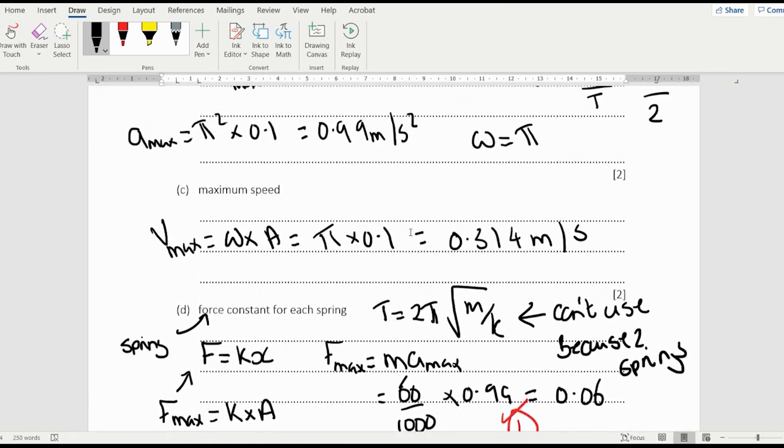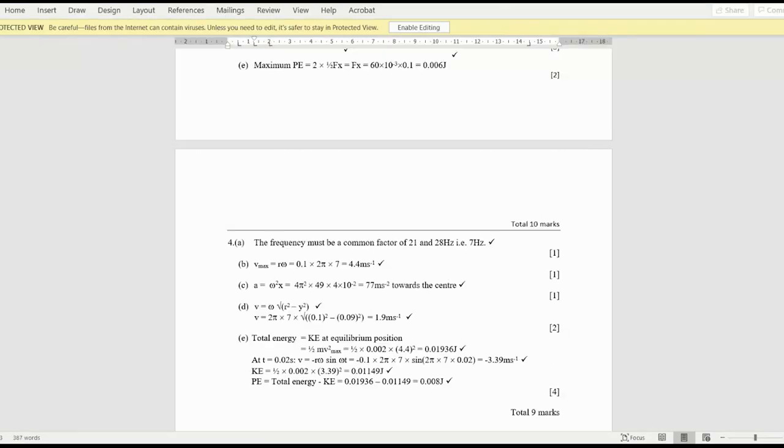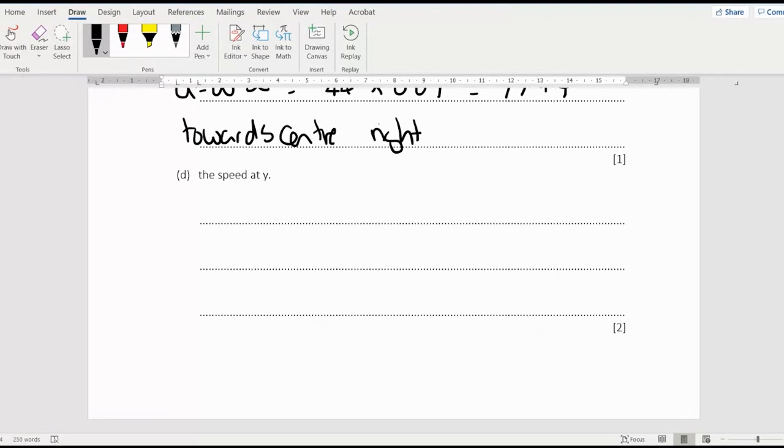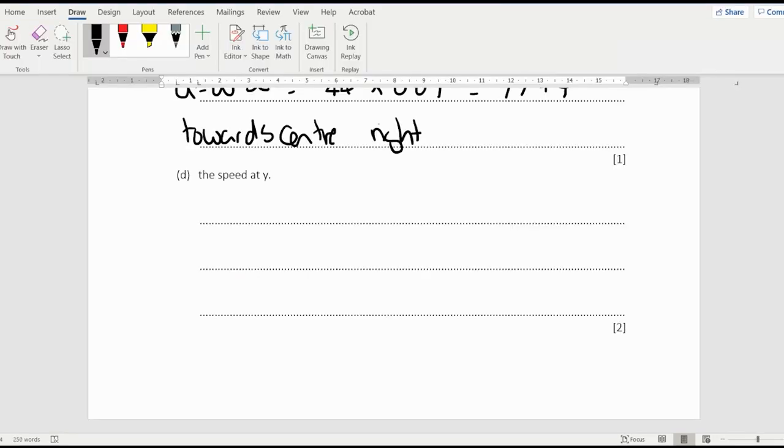And now it wants the speed at y. So it wants the speed at position y. This is actually using a slightly different formula, which is on your data sheet. So on your data sheet, you are given the formula. Let me just grab it off the internet, that's fine. So the AQA physics data booklet has a very specific formula that you can use. The formula that I'm after is in SHM, and it's v equals plus or minus.